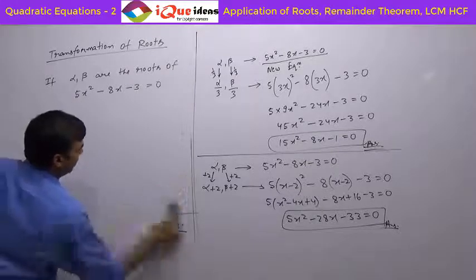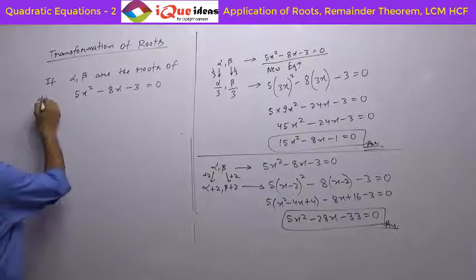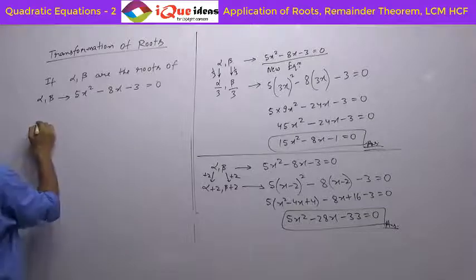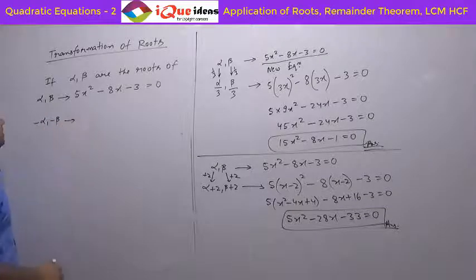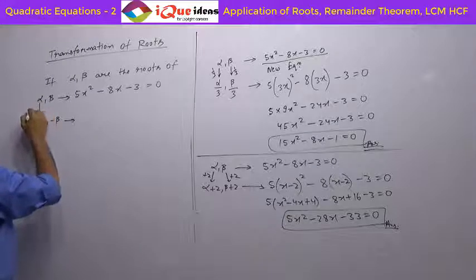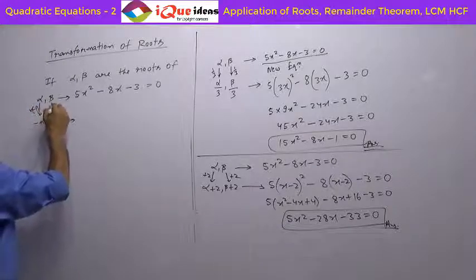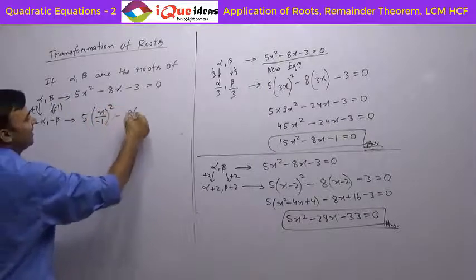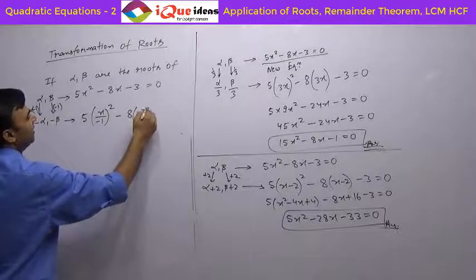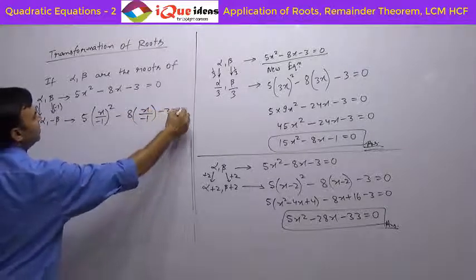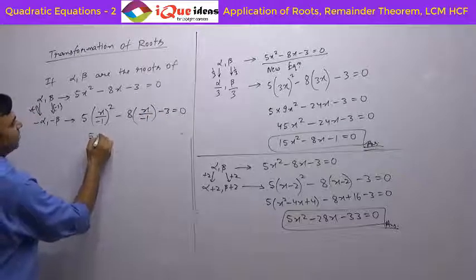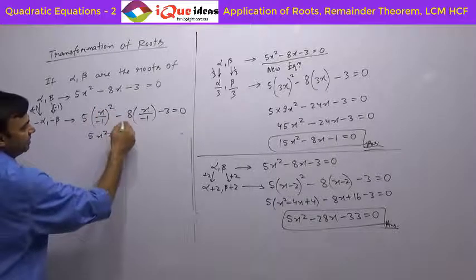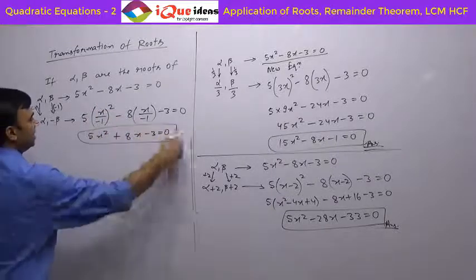Suppose we say that if alpha beta are the roots of this equation, then what will be the equation of which the roots are, let's say, minus alpha and minus beta? What do you do? So here what we are doing is we are multiplying by minus 1. Okay. So what we'll do here, we'll take x divided by minus 1. Eventually it will come out to be the same. So this becomes 5x square minus 8 into minus x, minus x whole square will be x square only, and this becomes plus 8x minus 3 equal to 0. So this will be the answer.